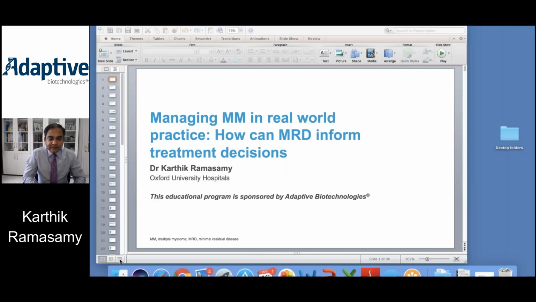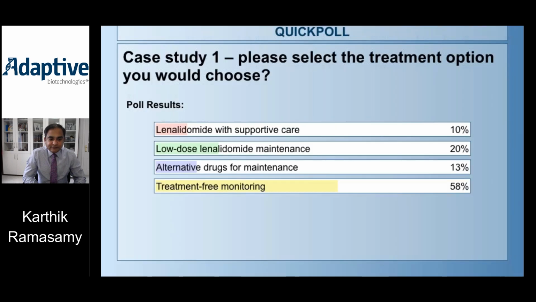Okay, let's look at the results. Very interesting. Clearly, a vast majority of you, because you've already polled previously when Bruno was talking, clearly believe MRD is a very important prognostic factor. And therefore, because of the nature of the patient in front of you, and the patient is unkeen to proceed with maintenance, with the ability to have this new information, a lot of you are comfortable moving towards treatment-free monitoring.